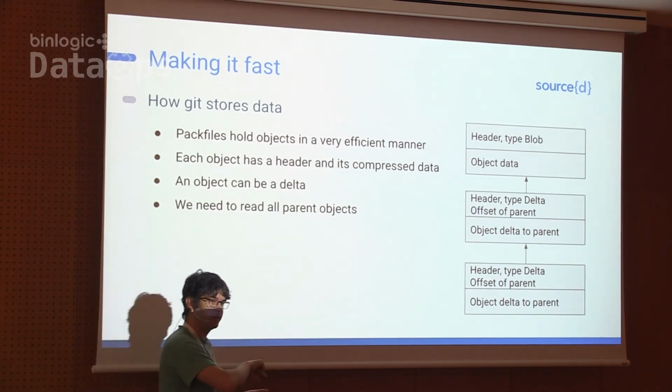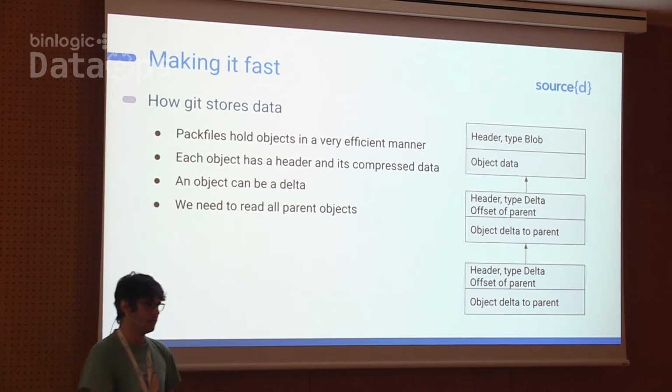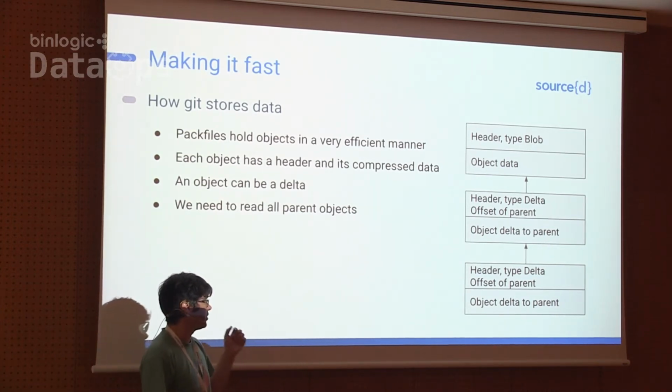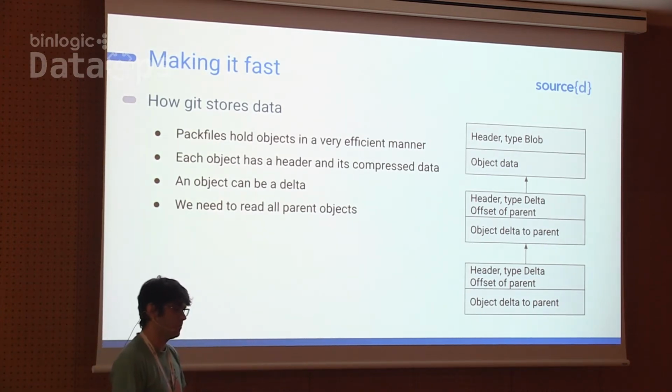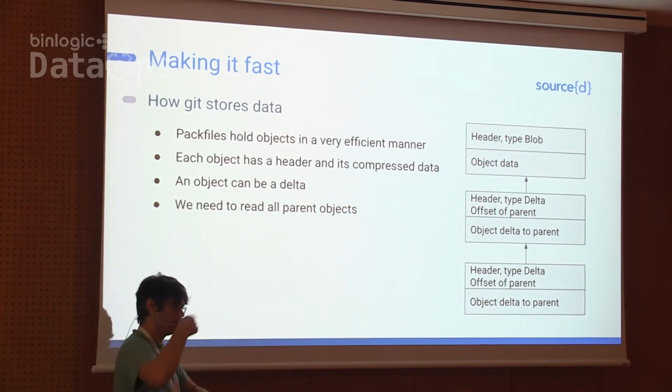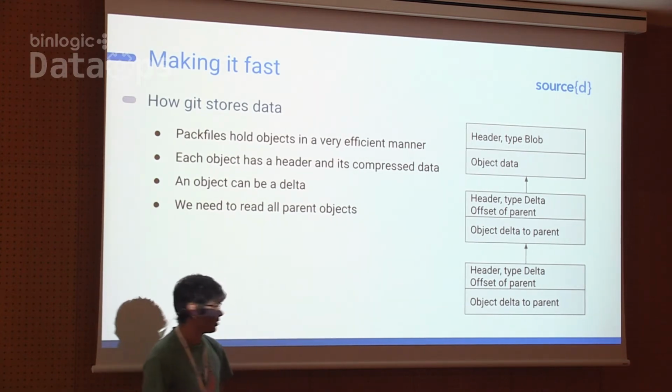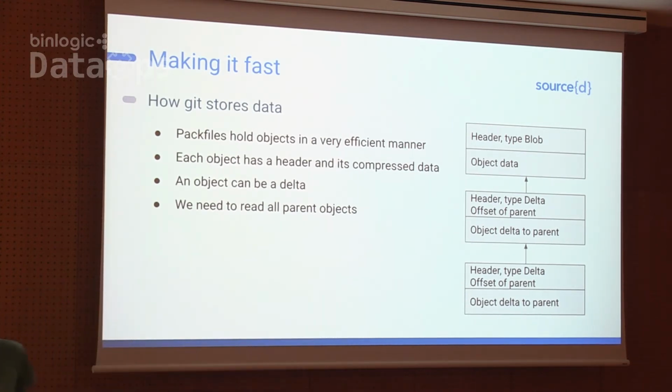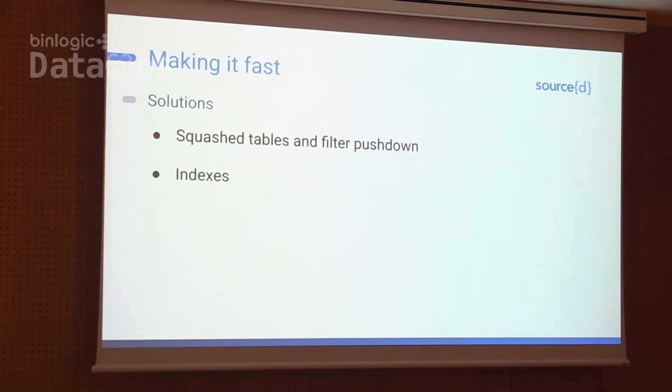You can have a delta of a delta of a delta, and 50 times. This makes it a little bit slow, because to get an object, you have to get the parent and the parent and the parent, and reconstruct the whole chain and so on. So it's sometimes a little bit slow. So I'm going to talk to you about two of the solutions we're working on.